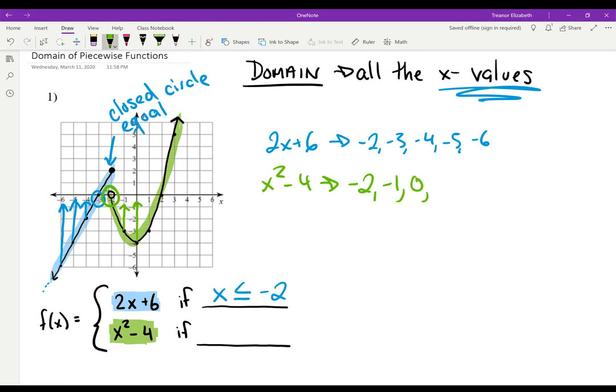We got 0, 1, 2, 3. And this is also going to keep going on and on. We just can't see it because there isn't enough space on the graph. So all of these x values were actually greater than -2. And since this is an open circle, it's not equal. So the domain of x squared minus 4 is strictly x is greater than -2.